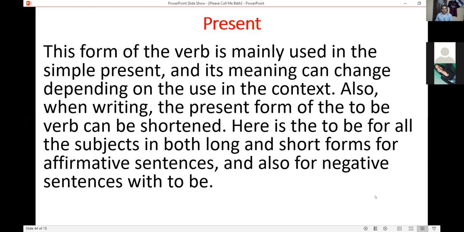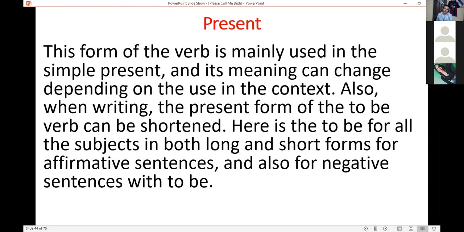Okay, the present. Let's see who's next. Walter, can you read this part, please? This form of the present is mainly used in the simple present, and its meaning can change depending on the use in the context. Also, when writing the present form of the verb, the to be verb can be shortened. Here is the to be form, all the subjects in both long and short form for affirmative sentences, and also for negative sentences with to be. Good, thank you very much.